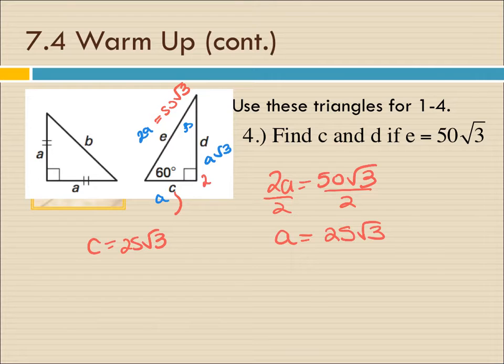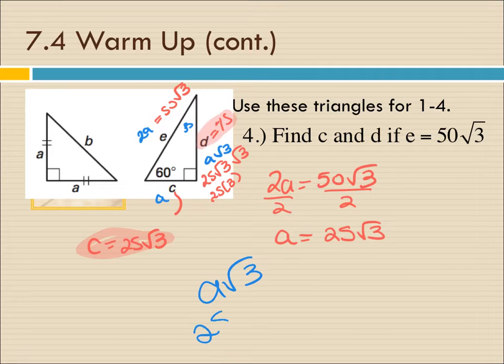And D would be 25 root 3 times root 3. What happens when you multiply a root by itself? It becomes just the number underneath. So this is 25 times 3, which would mean D is 75. Everybody still good? How did you get D? I multiplied, because D is A root 3, and A is 25 root 3. Root 3 times root 3 is just 3. So then it's 25 times 3.